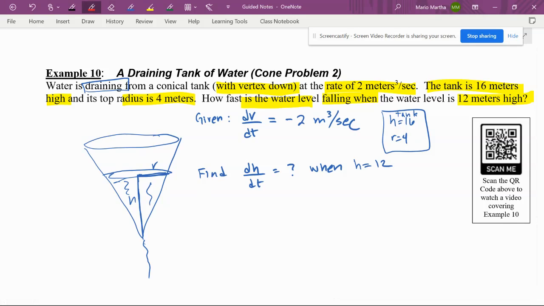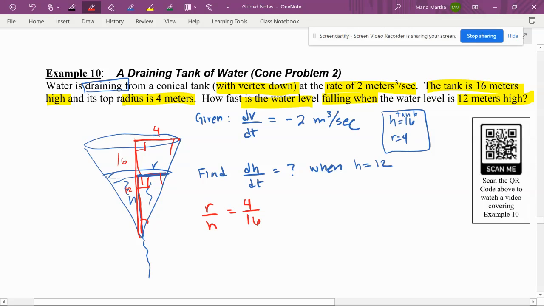So we know the ratio: the full height is 16 in total, and from here to here is 4. The ratio of these two triangles has to be equal, because they are similar triangles. They have the same angles, 90 degrees right there, and these two angles are also the same. Since we have similarity established, we can say that r over h equals 4 over 16.